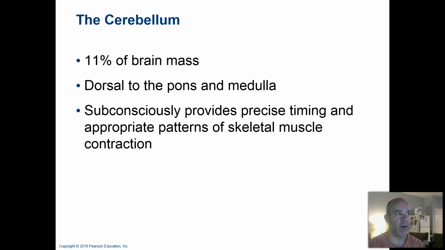Okay, the cerebellum looks like a little mini brain, and it actually makes up about 11% of the brain mass. It's dorsal to the pons and the medulla oblongata, so it's behind those structures. Then it's inferior to the cerebrum. It sits underneath the occipital lobe of the brain.